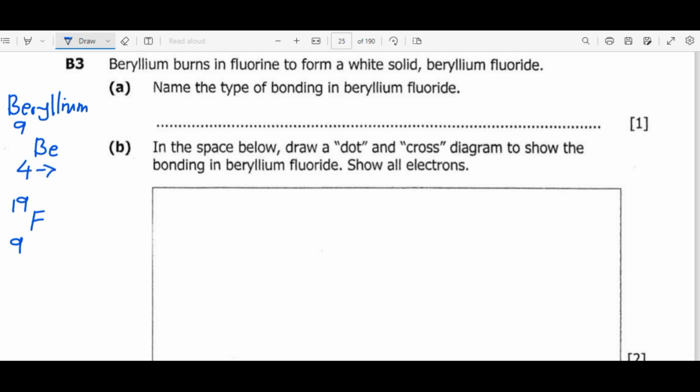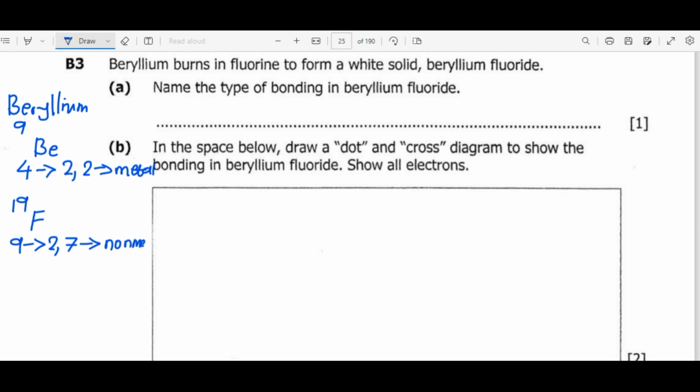For beryllium, the first shell will occupy 2 electrons. If we subtract 2 from 4, we see that the outermost shell of beryllium will contain 2 electrons. Therefore, beryllium is in group 2 and it is a metal. Then if we move on to fluorine, fluorine has the atomic number of 9. The first shell has 2 electrons. If we subtract 2 from 9, the outermost shell is 7. This is in group 7, so it is a non-metal.